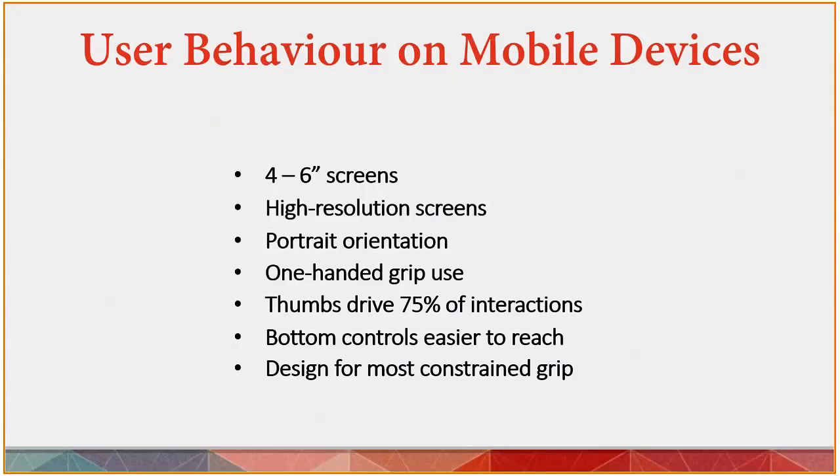So, what we learned. These things you already know, but I will point them out: the common usage is portrait orientation. As I said before, one-handed grip of usage. Tabs drive 75% of interactions. Bottom controls are easier to reach, and therefore we should pay attention to that. And we should design for the most constrained grips.